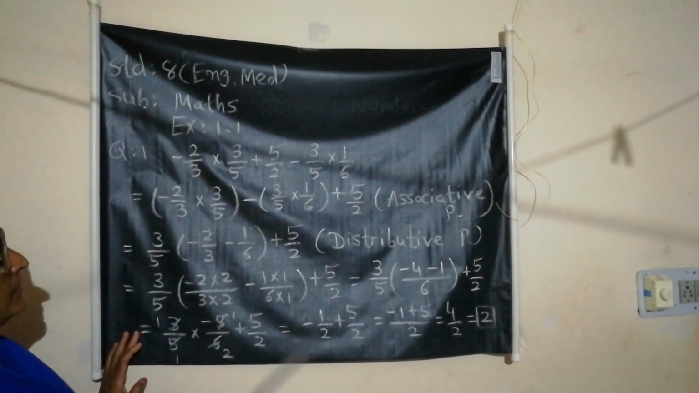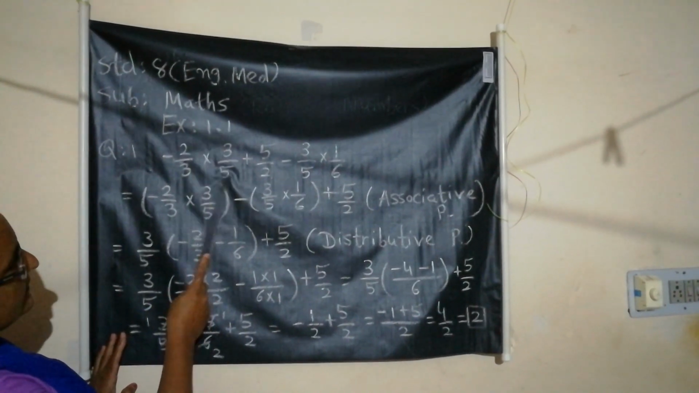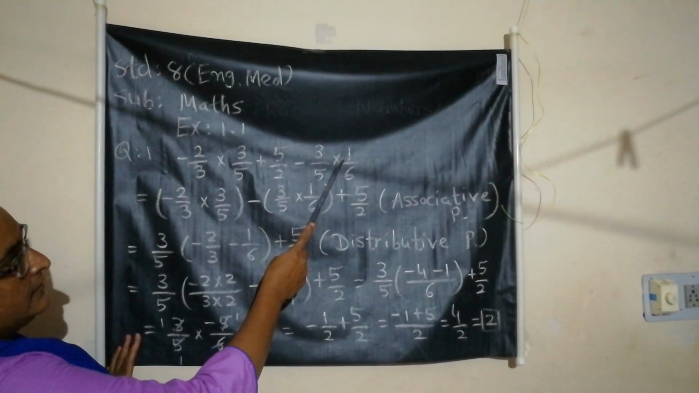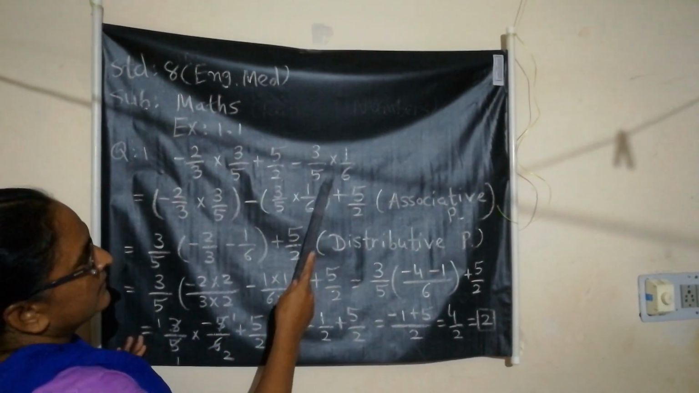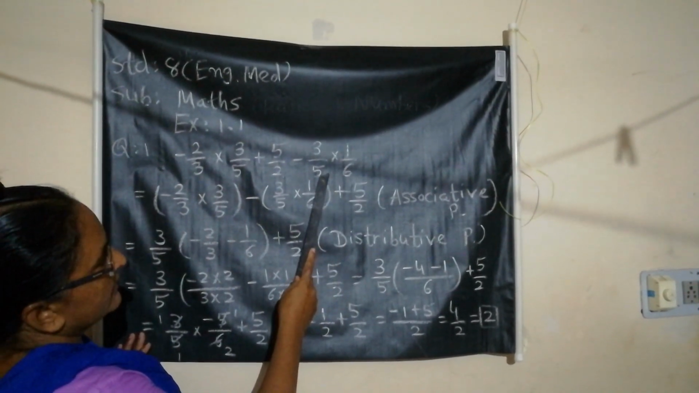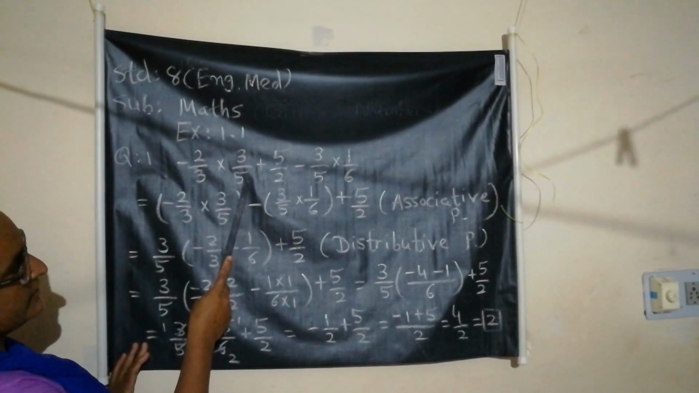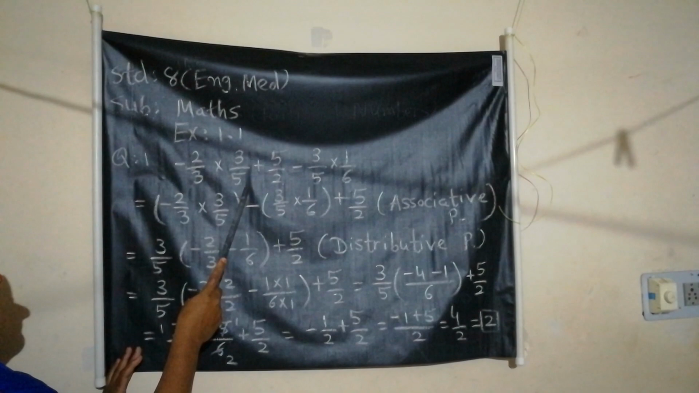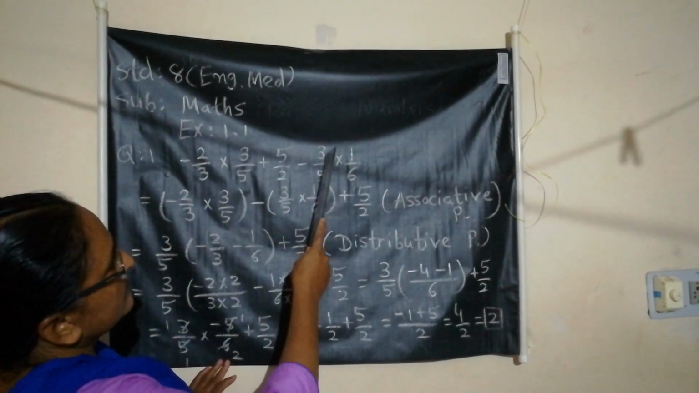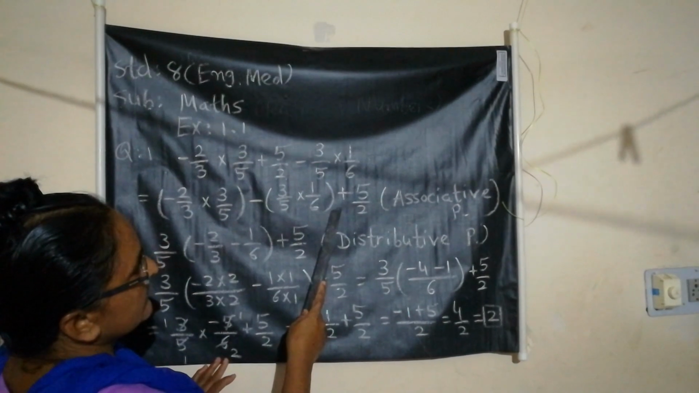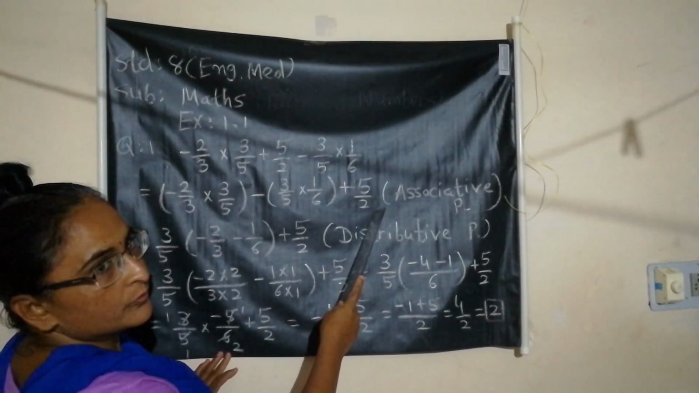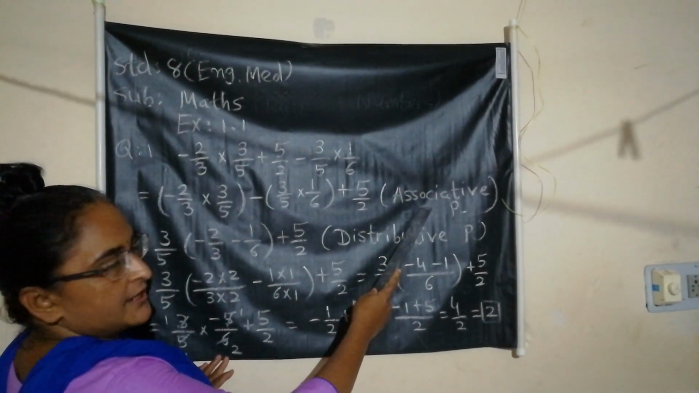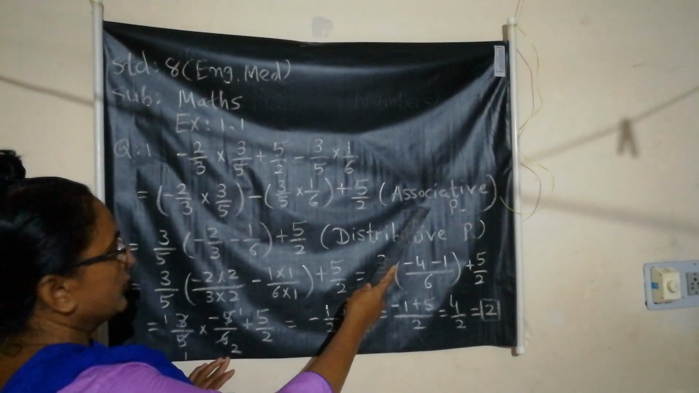Therefore, we first make the group. This is the first term, this is the second, and this is the third. When there is a multiplication sign, the term remains the same. Therefore, this is the same term and this also is the same term. Let's make the group of negative 2 upon 3 and 3 upon 5 minus 3 upon 5 and 1 upon 6, plus 5 upon 2 will remain alone. Here we use the associative property because we make the group.